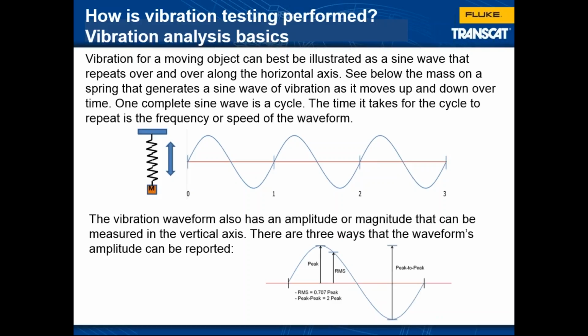But the vibration also has a magnitude, and that magnitude is from the top of a peak to the bottom of a peak, and often it can be reported in any one of three types: either peak, peak to peak, or RMS. The point here is not that one is better than the other. Just make sure that you understand which of these you're using.